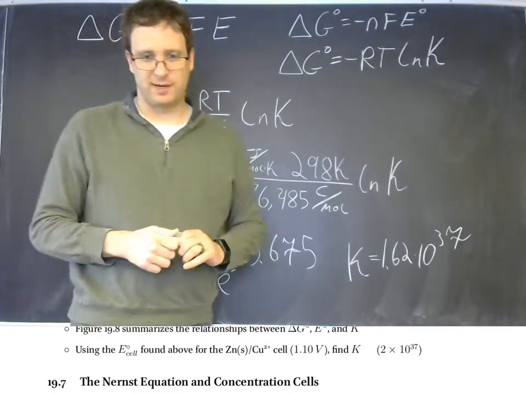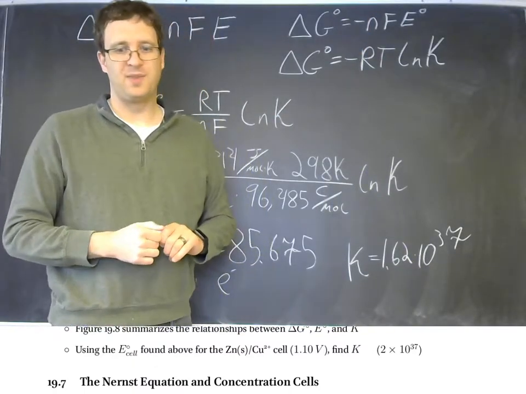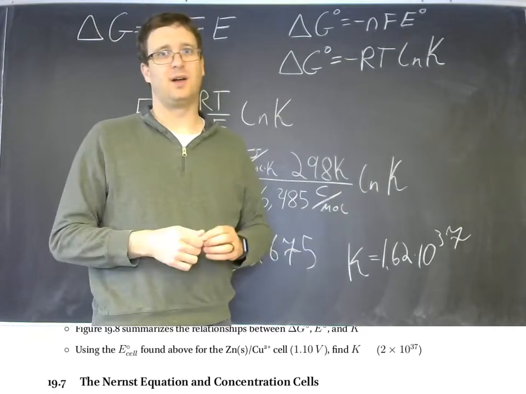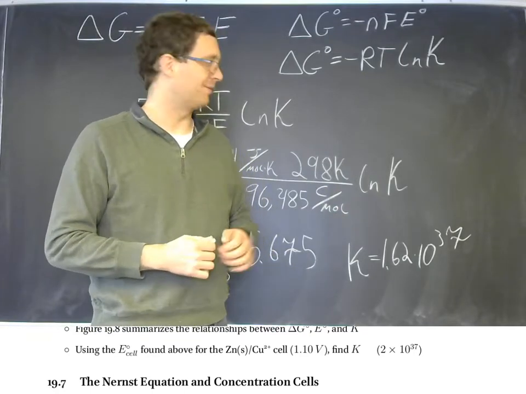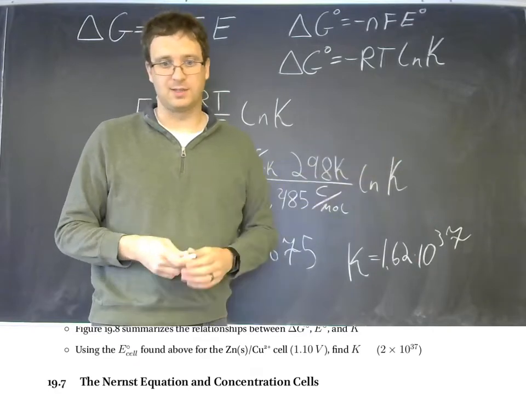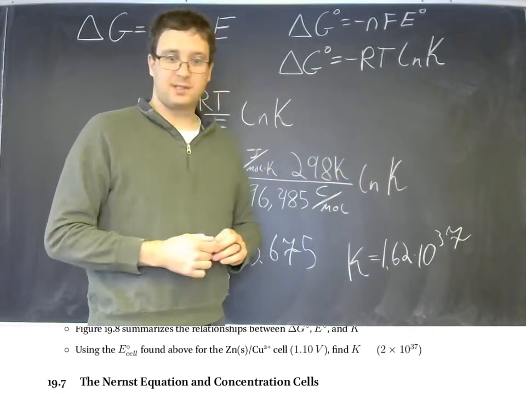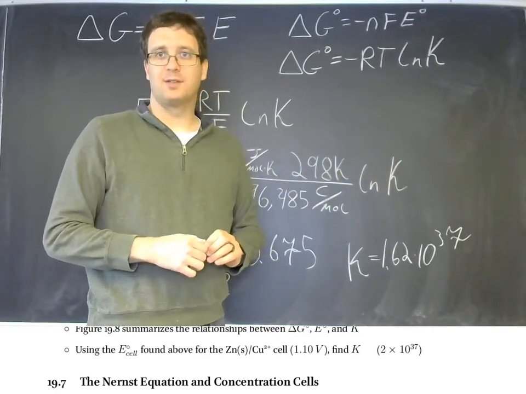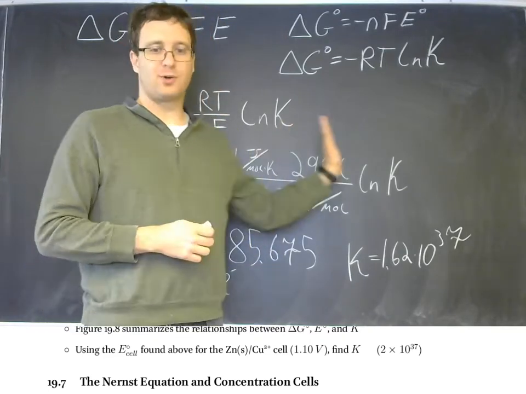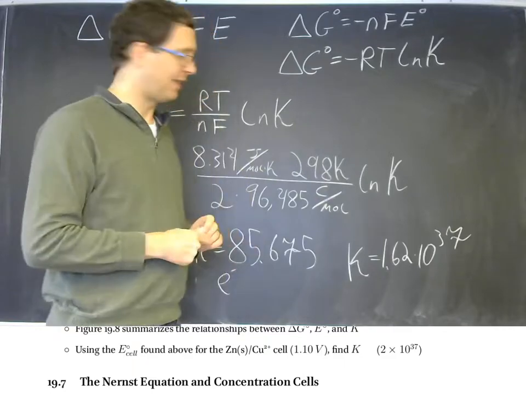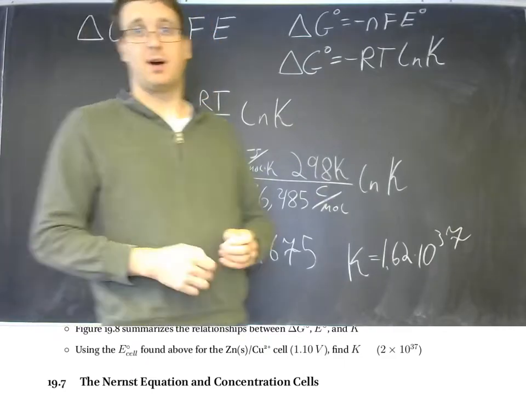A rather large number, not the biggest magnitude number we've seen yet. A lot of our solubility equilibrium constants, for example, are 10 to the negative 50, 10 to the negative 60, 10 to the negative 70, but it's definitely up there. So these are highly spontaneous reactions. Equilibrium lies very far toward the products, and that is the equilibrium constant from the standard cell potential.